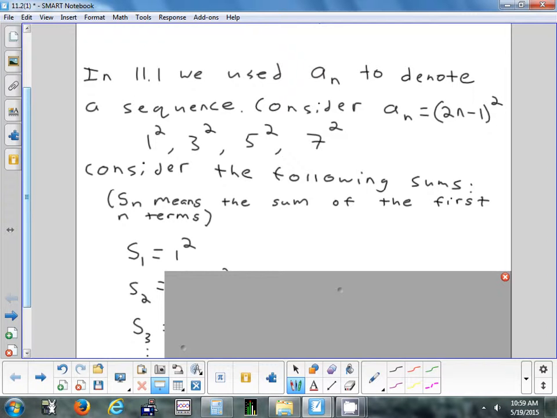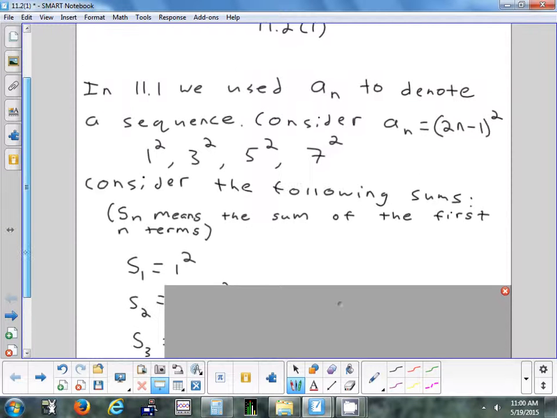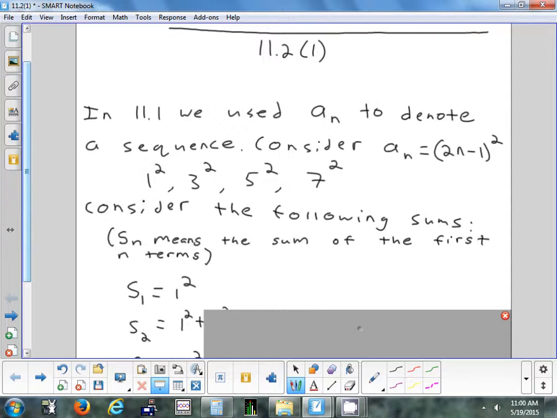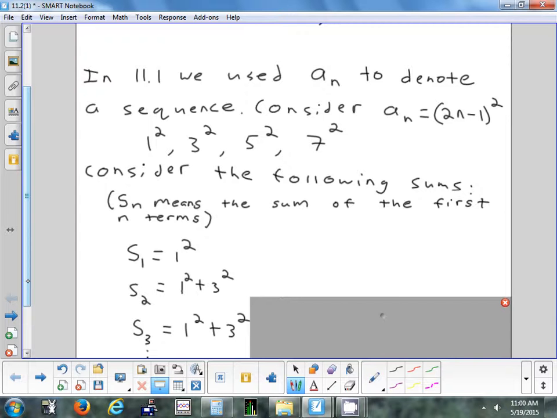Now S2 means you're going to add up the first 2 terms to create a sum. So you've got what you had before, 1 squared, plus you're going to add the second term, 3 squared. So that's S2. Okay, S3. Well, this means you're going to take the first 3 terms and add them up. So you've got the first term, 1 squared, second term, 3 squared. Now you're going to add the third term to that, 5 squared.